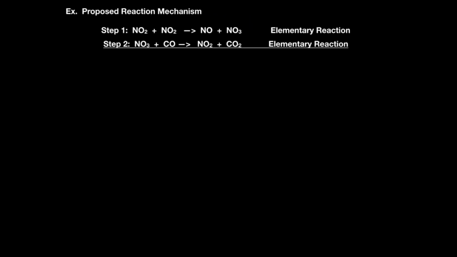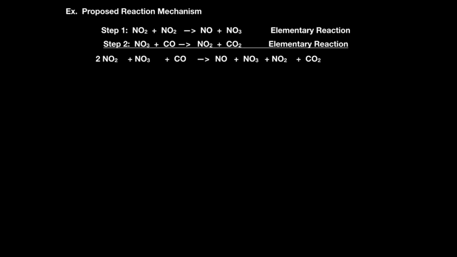So let's look at how to actually combine these elementary steps in order to get your overall reaction, and then look at a couple of terms. If I were to add these 2 elementary steps to get the overall reaction, I would notice that I've got 2 NO2s for my reactants. So I'm going to have 2 NO2s and a nitrate, NO3, and a carbon monoxide, and that would produce nitrogen monoxide, NO, plus NO3, plus NO2, plus CO2. So I've already combined them.